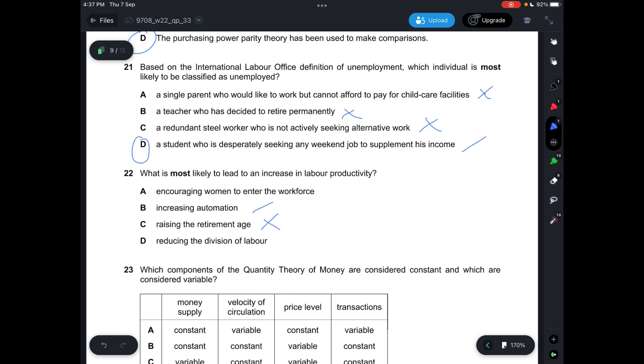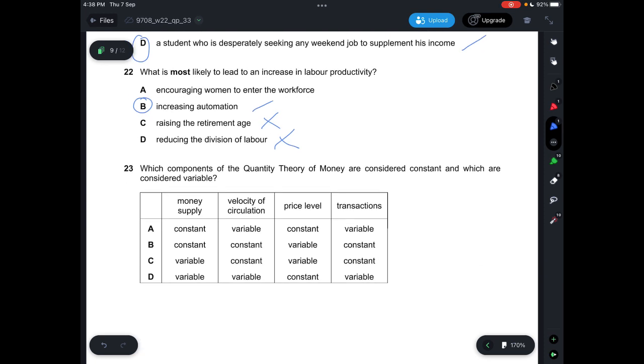If you reduce the division of labor, that means there's less specialization. When there's a decrease in specialization, labor productivity will decrease. So by comparing these four options, you see C and D are not correct. Between A and B, compared to encouraging women to enter the workforce, the better option would be to increase automation. So the answer is B. Even though technically there's more labor, that doesn't mean labor productivity will increase at a very high rate compared to increasing automation. Increasing automation will help to increase productivity much better than hiring just actual humans.